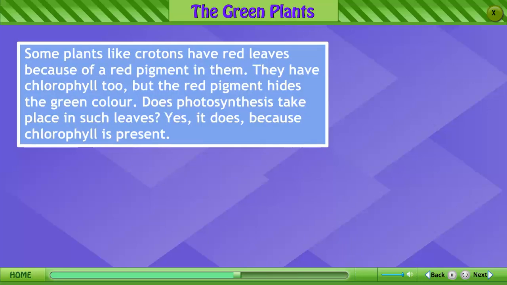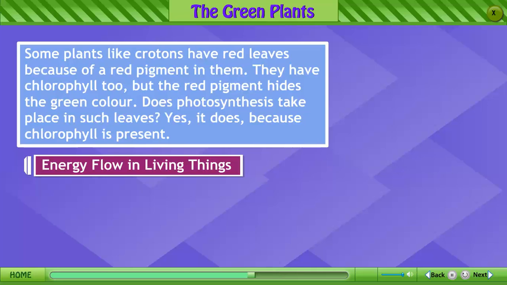Some plants like crotons have red leaves because of a red pigment in them. They have chlorophyll too, but the red pigment hides the green color. Does photosynthesis take place in such leaves? Yes, it does, because chlorophyll is present.